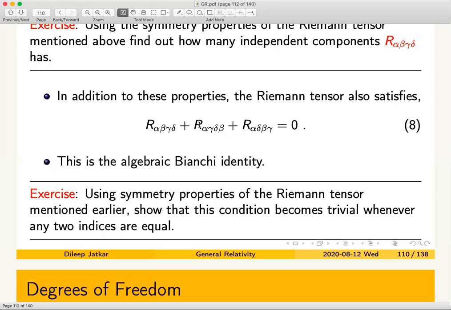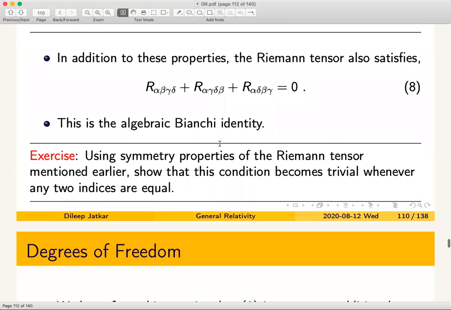Because alpha, beta, gamma, delta take 4 values. And therefore it is also obvious that if alpha, beta, gamma, delta had taken, say, 5 values, then this is not a single condition. Because you have to choose 4 out of those 5 indices, it would actually become 5 equations. But that is of course in 5 dimensions. Since we are going to exclusively work in 4 space-time dimensions, this is a single identity.